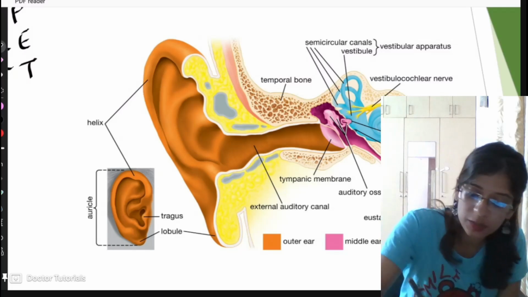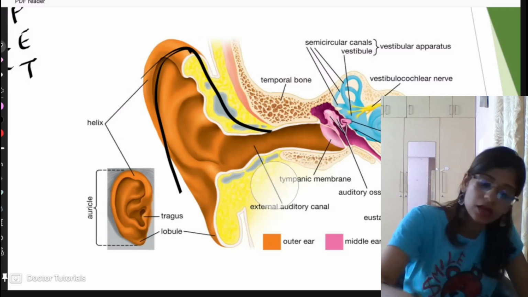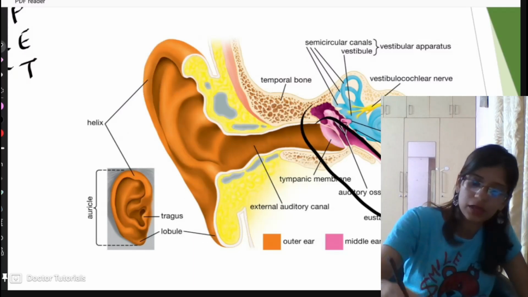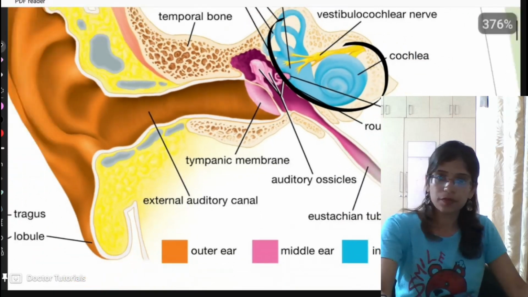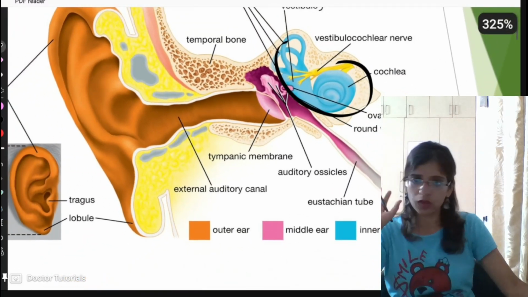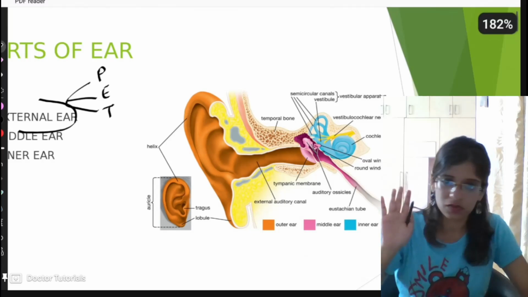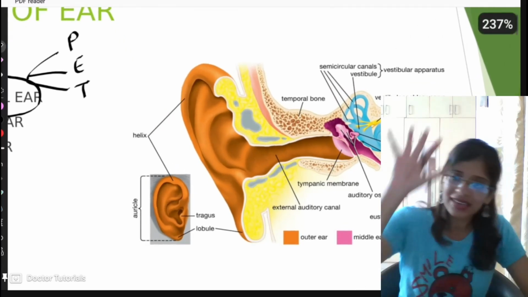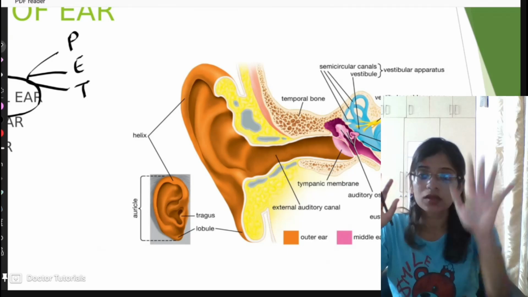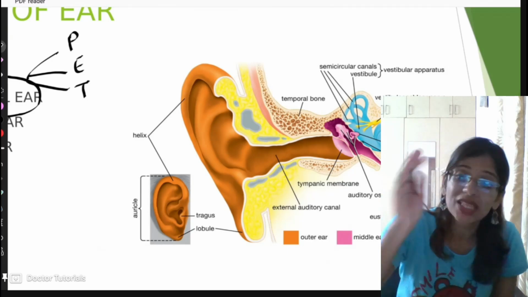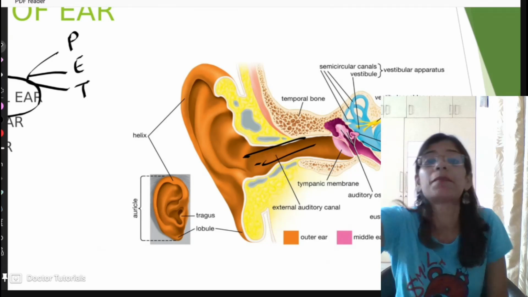External ear, you see in this picture, this brown color area, that is the external ear, simple. This purple color area, that is the middle ear. And this inside part, that is the inner ear. Now today's class is on the external ear, just the parts. The external ear has three important parts. What are they? It has the pinna, the external auditory canal and the tympanic membrane.